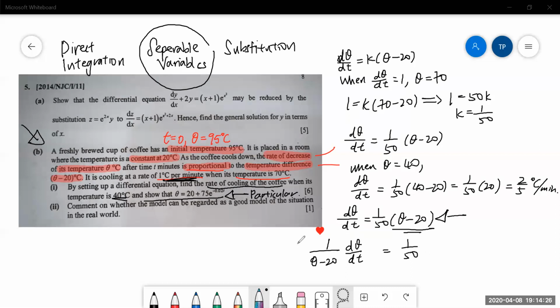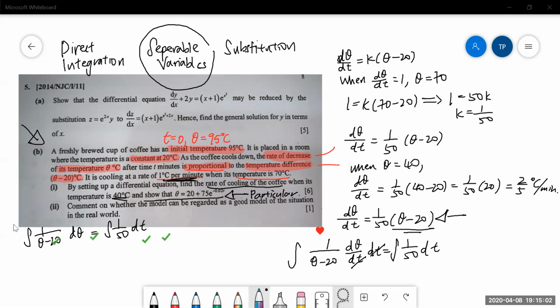So from here, why do we want to separate the variables? Because from here we can execute separable variables by integrating with respect to dt. So from here, this will be gone. So what we have left is integrate 1 over theta minus 20 d theta, which is equals to integrate 1 over 50 dt. Okay. Can? Hello? Yes. Okay. So next step will be to integrate it, of course.